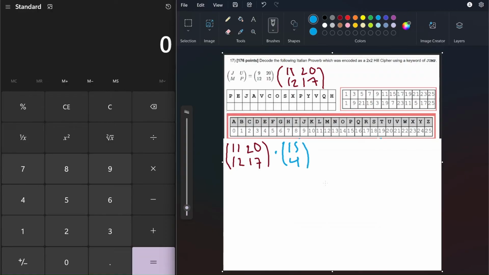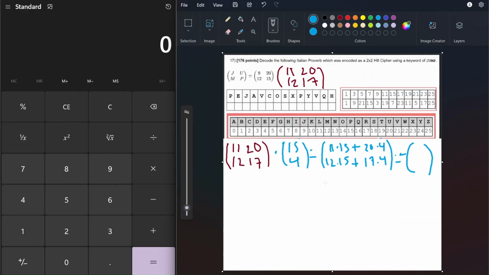We're going to have 15 and 4, and we're going to set this equal to 11 times 15, 12 times 15, 20 times 4, and 17 times 4. Now we're going to add our first two values, and then we're going to add our second two values. This is what we're going to do to get our values and our ending letters of our ciphertext.